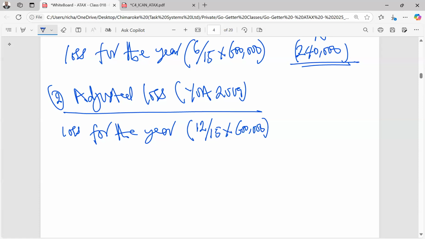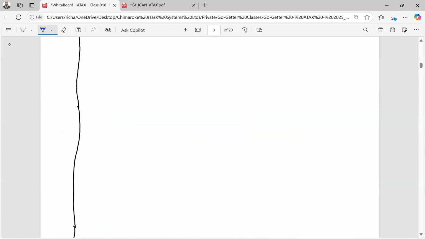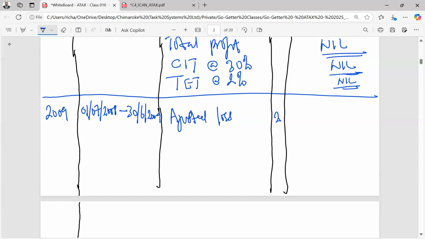So if 6 months will give you 480, that's going to be 480,000. Okay, 480,000 is the loss for the year. So we will say adjusted loss is 480,000. Then we'll look at loss brought forward. That was 240,000.